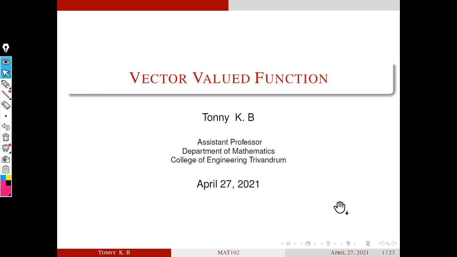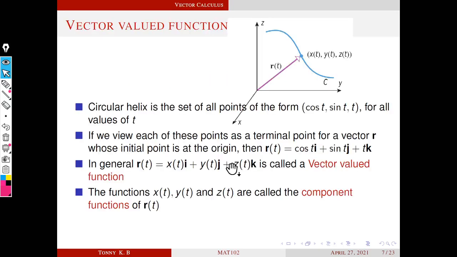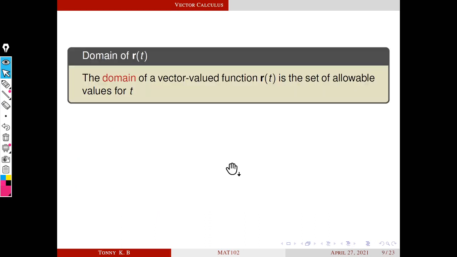Namaskaram. In the last class, we have seen what a vector valued function is and its geometric representation. Today we start with the domain of a vector valued function. That is, the domain of a vector valued function r of t is the set of allowable values for t.